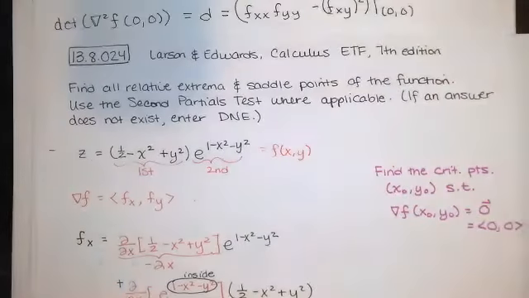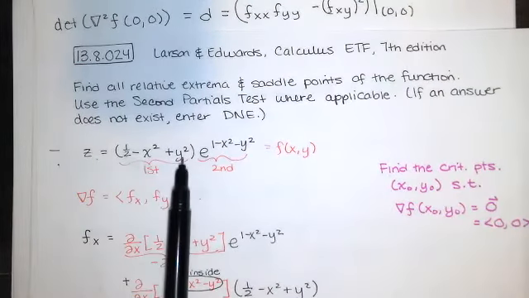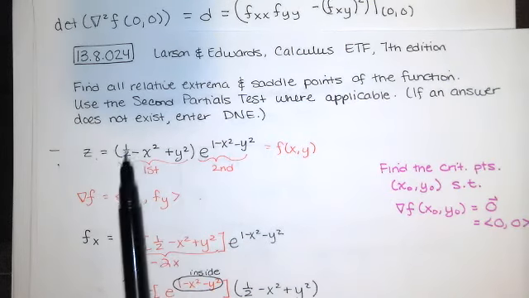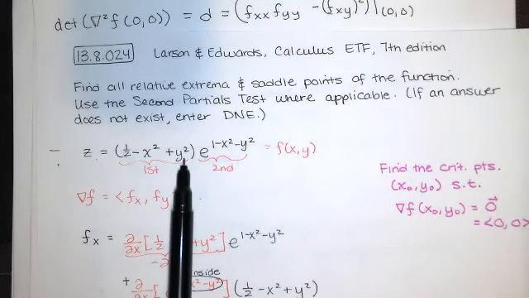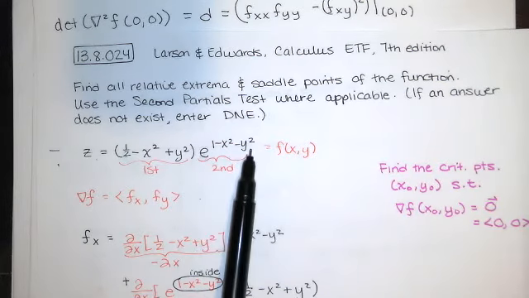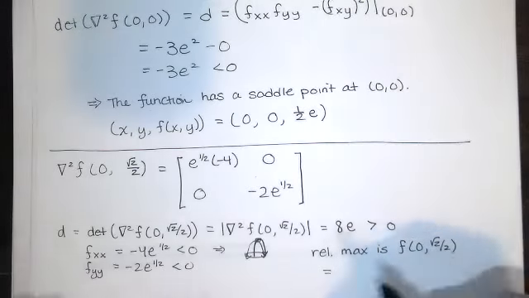We have a relative maximum at that location, and it's equal to this. If x is 0 and y is square root of 2 over 2, we get 1/2. 1/2 plus 1/2 is 1. And this will be e to the 1/2, or 1 minus 1/2. So 1 minus 1/2 is 1/2. So we'll have 1 times e to the 1/2.